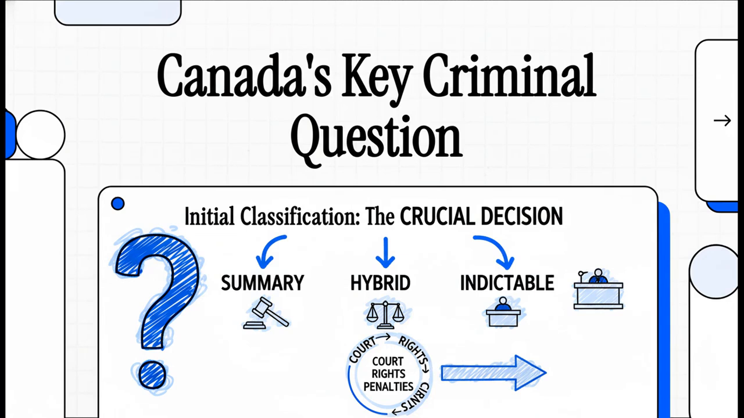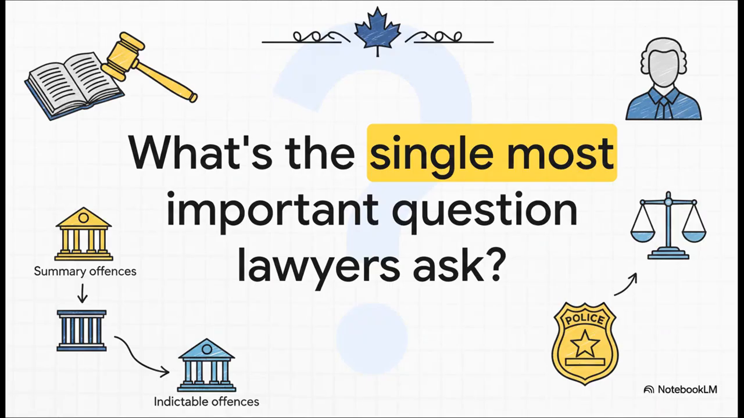You know, when you think about Canadian criminal law, it seems incredibly complex. But what if I told you that the entire path of a case, from the moment of arrest all the way to a final appeal, actually hinges on the answer to just one single question? So what is this magic question?